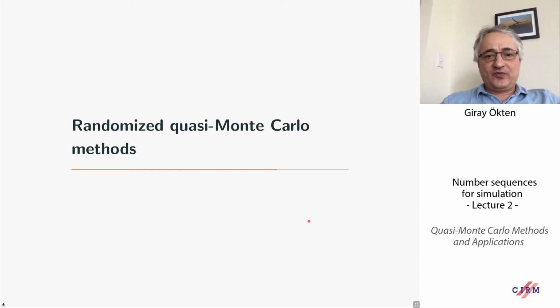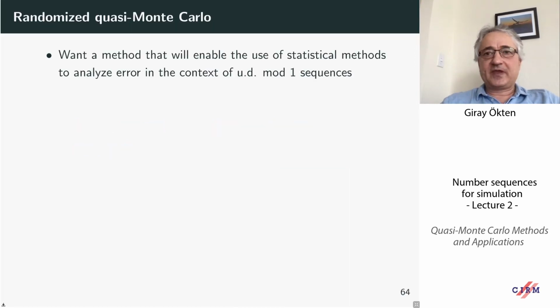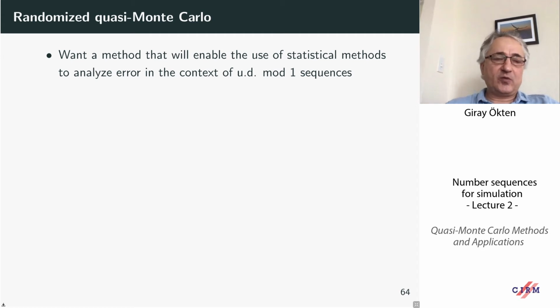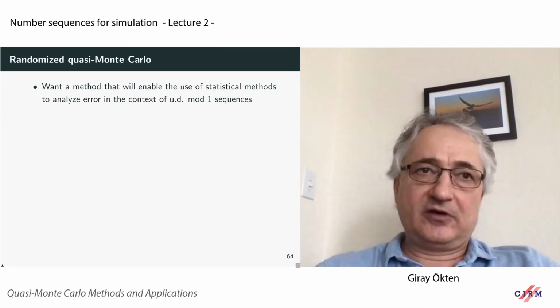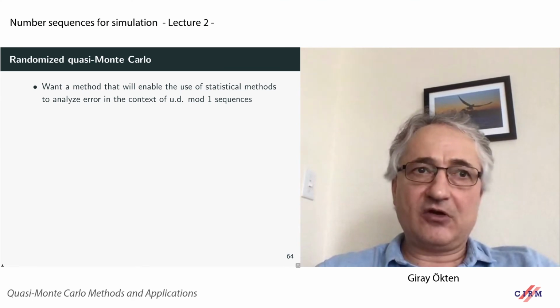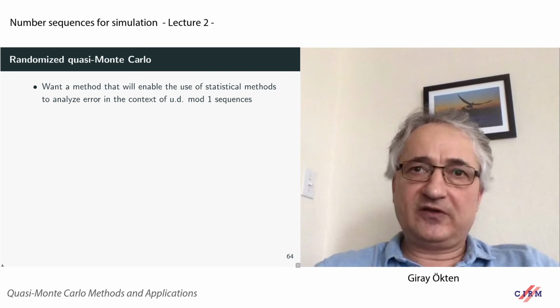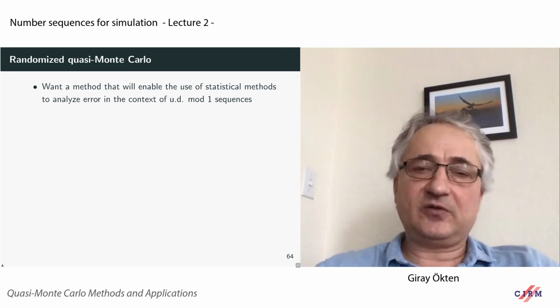So in the last part of the second lecture, I will talk about randomized quasi-Monte Carlo methods. I mentioned that the Koksma-Hlawka inequality had some drawbacks. When we do a quasi-Monte Carlo integration, when we simulate or integrate a function using a quasi-Monte Carlo sequence, we want to be able to assess how accurate the approximation is. So we want to have an idea on the error. And the Koksma-Hlawka inequality doesn't really help with that. It doesn't give us a practical way of measuring error.